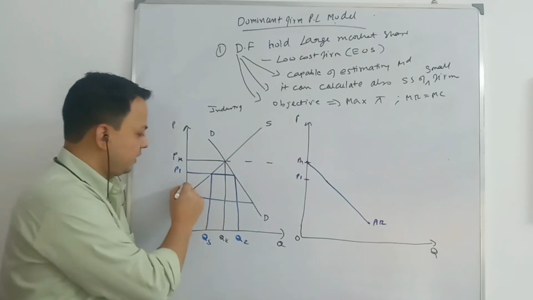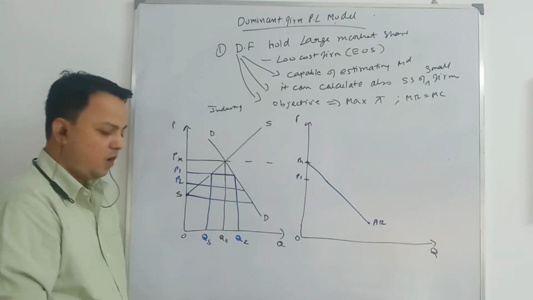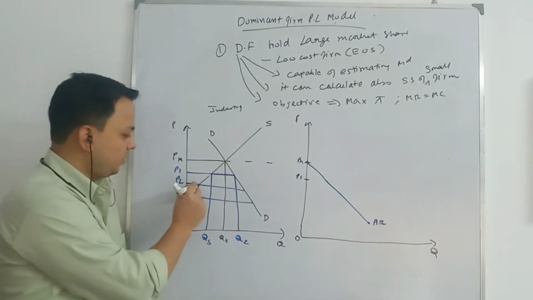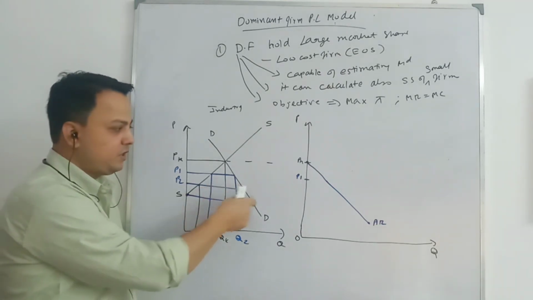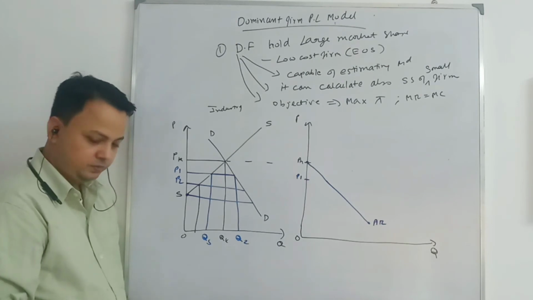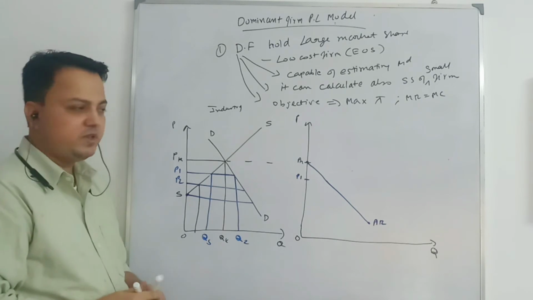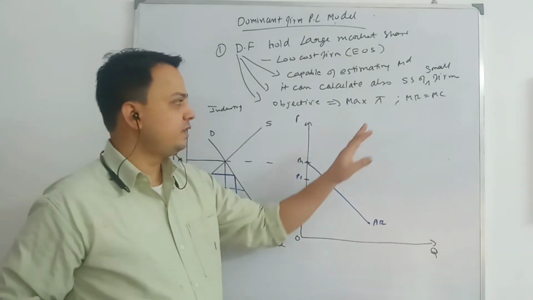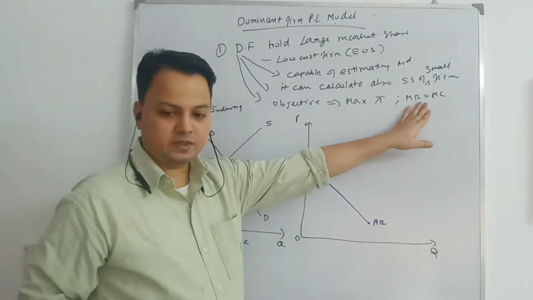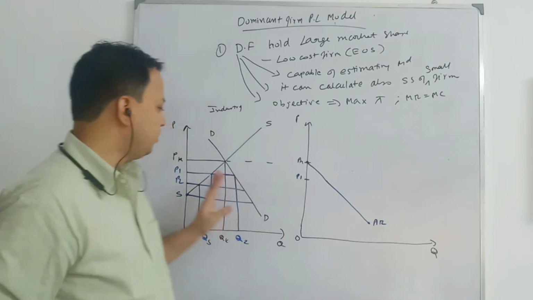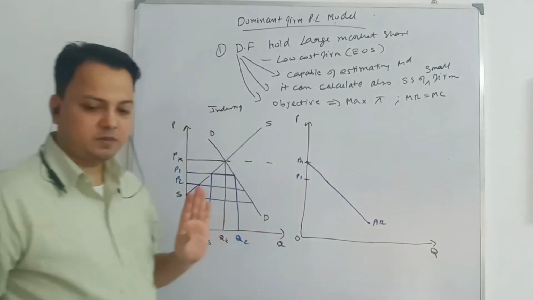Okay, take one more price. Say price is P2. Say this one. Okay, at this price, how much is the supply by the small firms? They are supplying this much. Okay, this much will be supplied by our dominant firm. Okay, but the dominant firm will not set any price. What price will the dominant firm set? The dominant firm will set that price that will maximize its profit. How will this profit be maximized? By the profit maximization condition. Okay, so the dominant firm is not interested in setting any price. It is interested in setting the price that will maximize its profit.